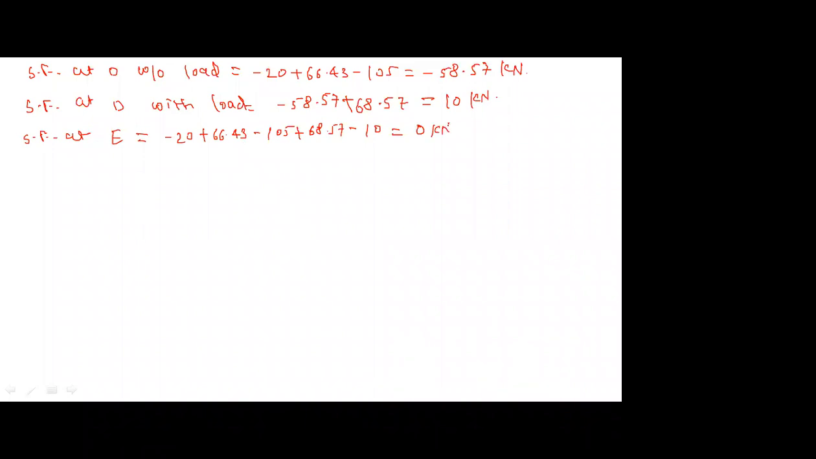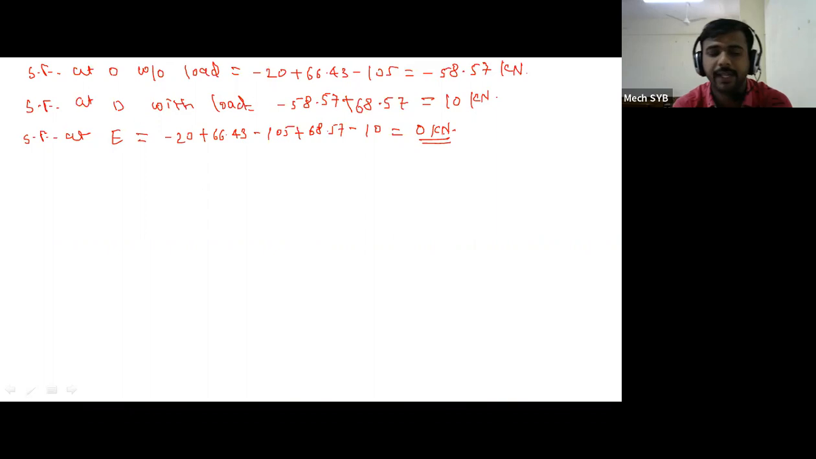0 kilonewton. Means your start of the SF calculation and end of the SF calculation, it is coming equal to 0. Means whatever the middle calculation you have made, it is 100% correct.